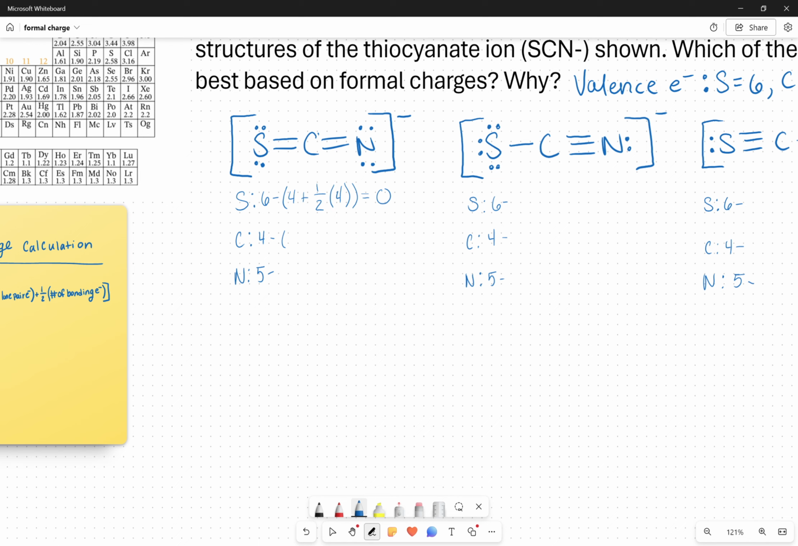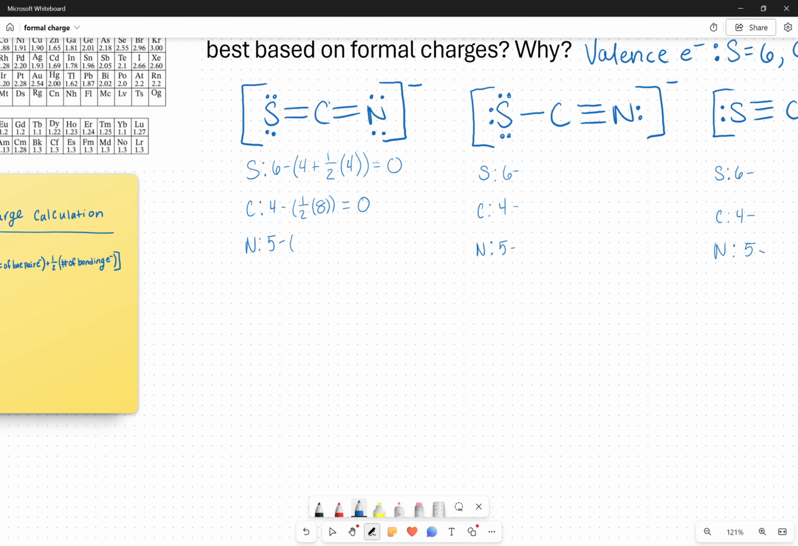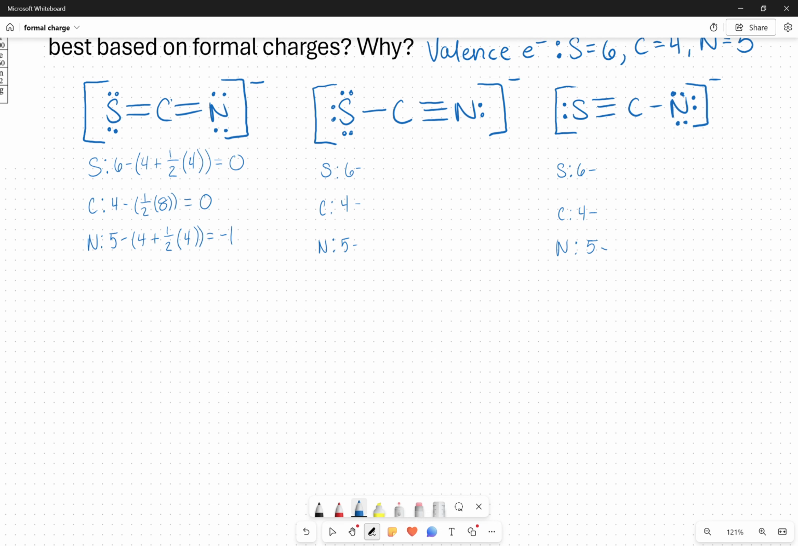For carbon, we can see that there are no lone pairs on the atom, but there are 4 bonds, which means we're going to have 1/2 of 8 bonding electrons, and 1/2 of 8 is 4, so 4 minus 4 is again 0. For nitrogen, we can see that starting with 5 valence electrons, we have 4 lone pair electrons plus 2 bonds, so 1/2 of 4 bonding electrons. And this gives us 4 plus 2. Subtracting 6 from 5 gives us a negative charge of 1. We can then go ahead and do this for each of the molecules.